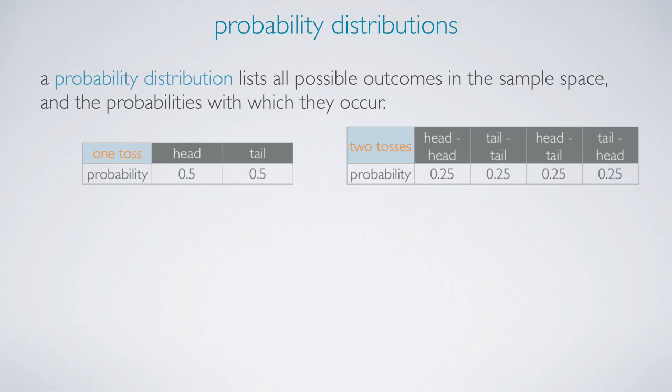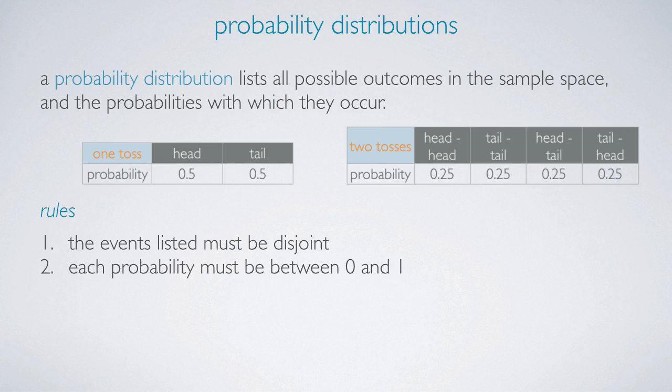We can create similar probability distributions for any discrete event of interest, and we'll talk about probability distributions for continuous variables later in the unit. Probability distributions need to follow 3 broad rules. 1, the events listed must be disjoint. 2, each probability must be between 0 and 1. This simply follows from what we know about probabilities, that each probability always has to be a number between 0 and 1. And 3, the sum of the probabilities listed in the probability distribution must total 1. So we want to make sure that our entire sample space is listed in our probability distribution.